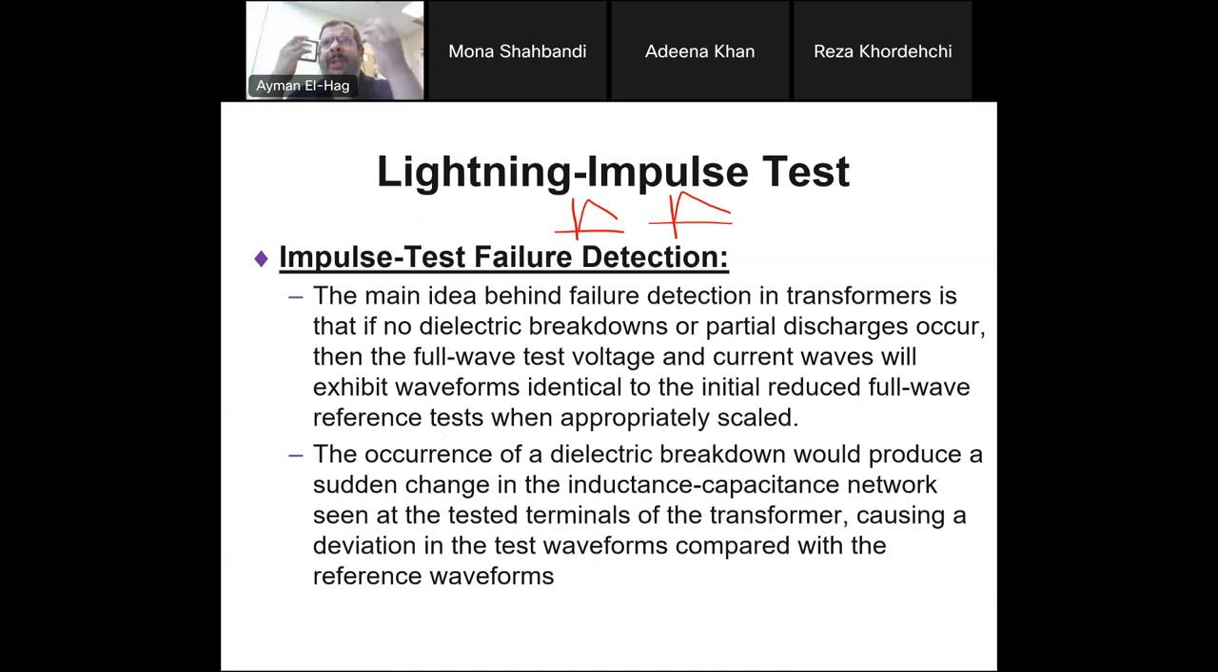Now, what is the explanation if there is a change in the waveforms? The transformer is an insulation system, so it's basically capacitance. There are windings, so there is inductance. Whenever a failure happens, it means you are shorting part of the insulation, changing the inductance and capacitance of the system. Then this is basically your impulse, like an impulse response of a system. You are seeing a different system now. So the waveform output, because of the change of the inductance and capacitance in the system, will be different. This is how you can tell if there is some problem.